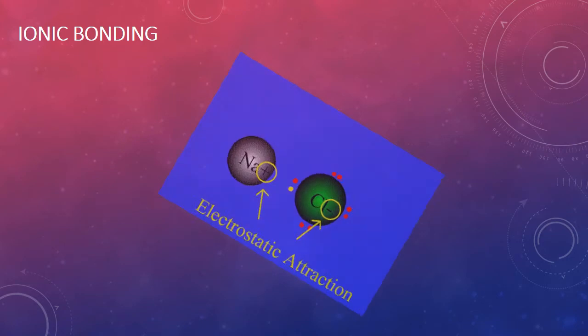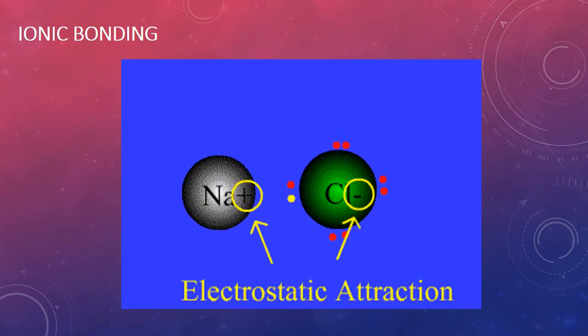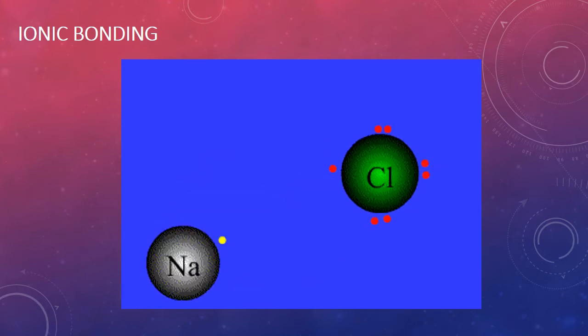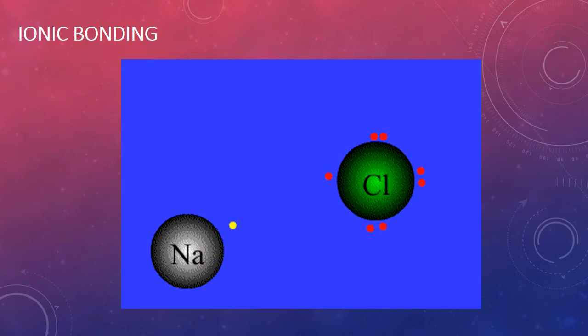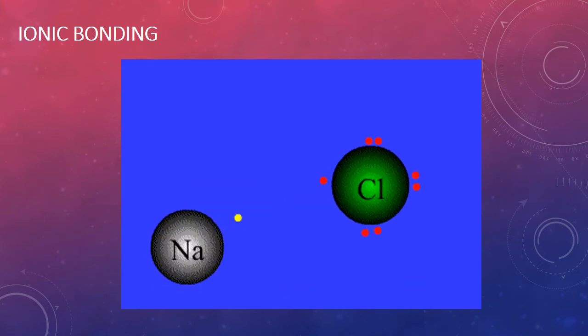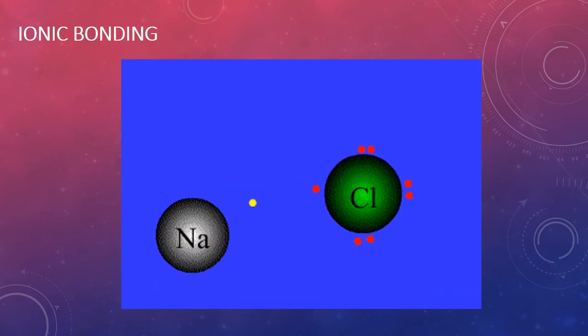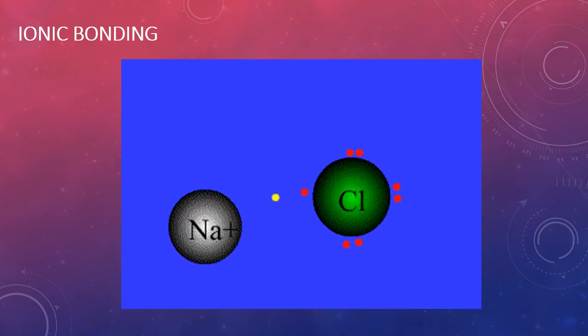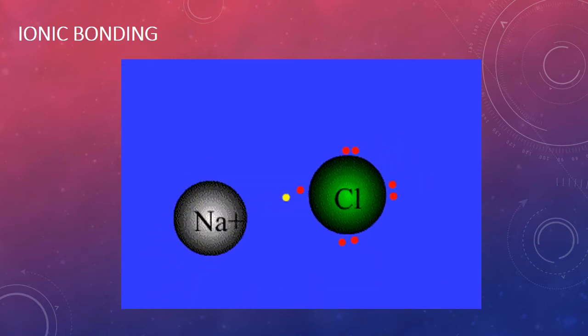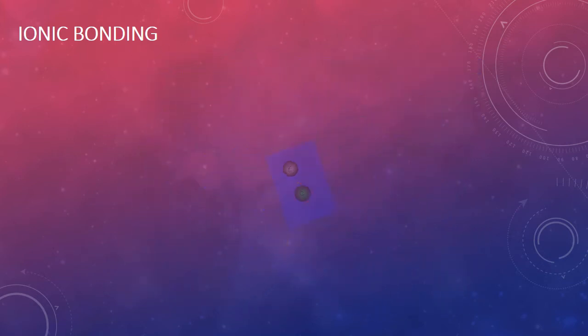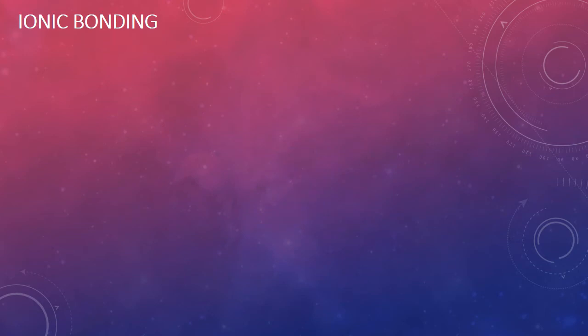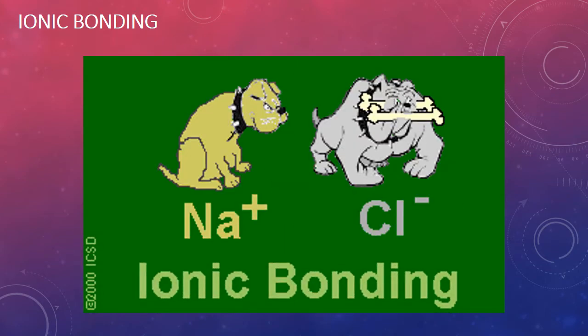I like this GIF because it nicely shows the sodium atom becoming a sodium ion by losing an electron. And then the chlorine becomes an anion by gaining the electron. These oppositely charged ions then are drawn to each other by an electrostatic attraction.